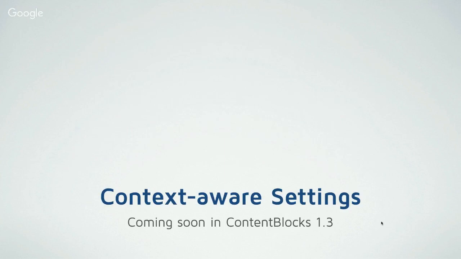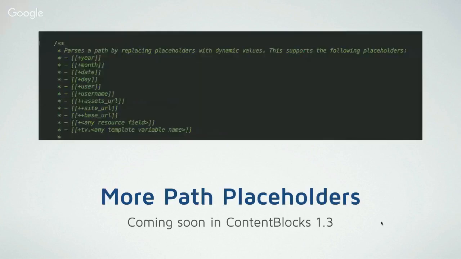Settings are also context aware in ContentBlocks 1.3. And we've added a lot of new path placeholders in 1.3 as well. This is now in sync with Redacted 2. So you can use any resource field or any template variable when setting up an upload path.